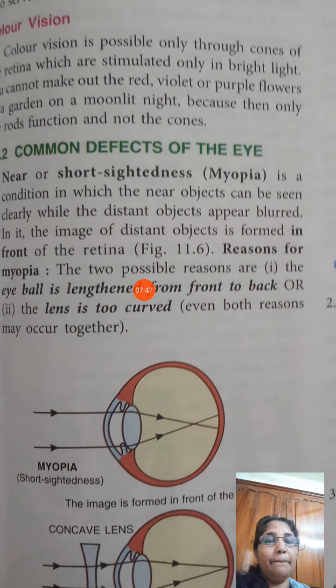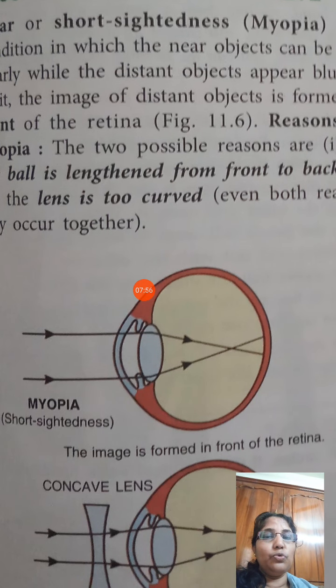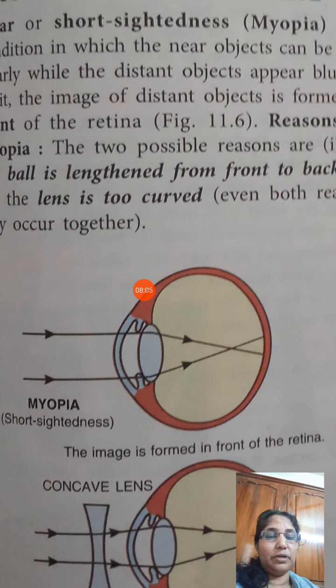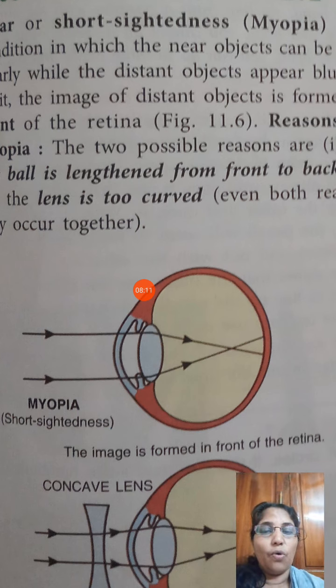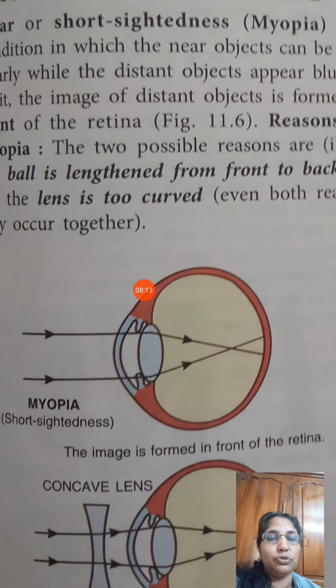First point is the eyeball is lengthened from front to back, or the lens is too curved. Because the eyeball is too lengthened from front to back, the focusing occurs in front of the retina. The focusing will not occur on the retina, but before the retina. Sometimes the lens may be too curved. That also may be the reason.